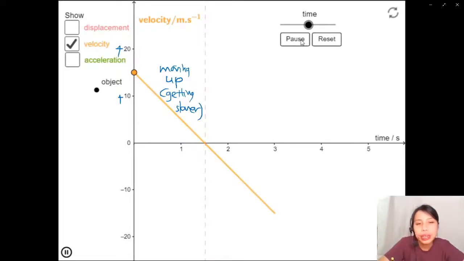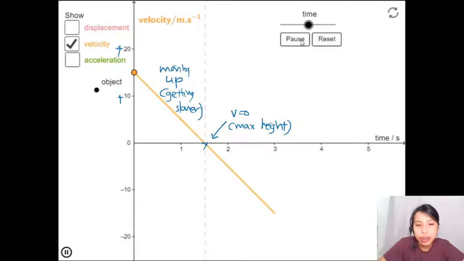Moving up, but getting slower. Then you come to this point where velocity is 0. Where did we say velocity is 0? Maximum height. So this point is where velocity is 0, which is where the ball reaches the highest point it can go. This is all if no air resistance.